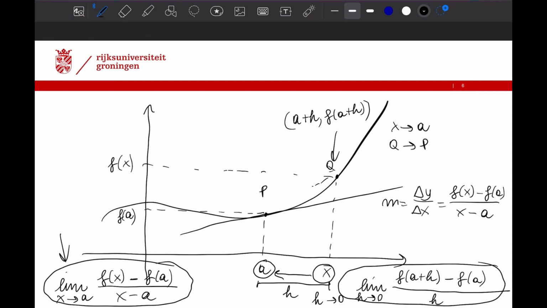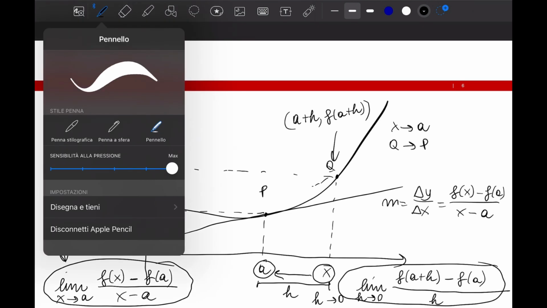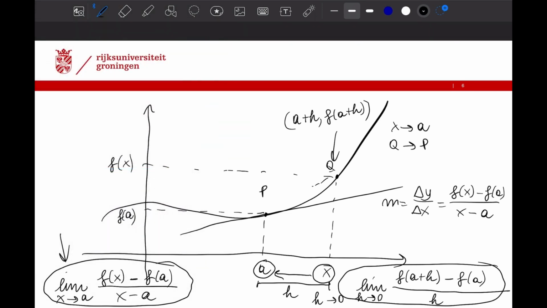So these two, I don't know where the colors are. Well, oh, here they are.